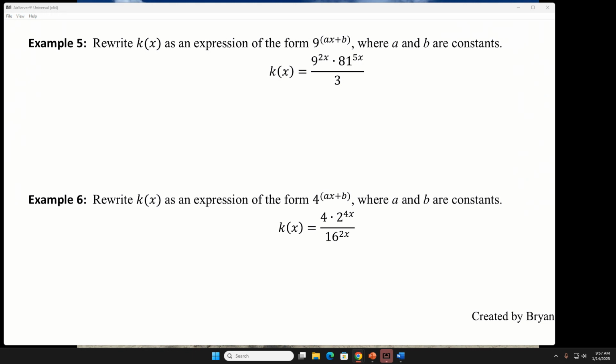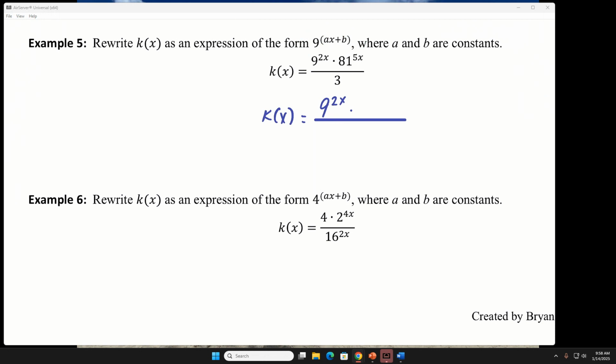And so we have this expression K. And we want to rewrite it so it's just 9 raised to some power, that's an expression, where a and b are constants. And so what I would do first on one like this one is I would go back and change all of our bases to 9s. So the first one is already a 9, so that's nice. We're just going to leave it like it is.